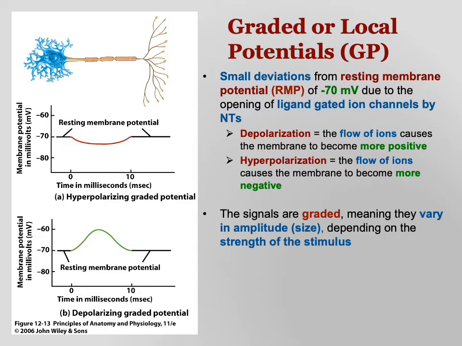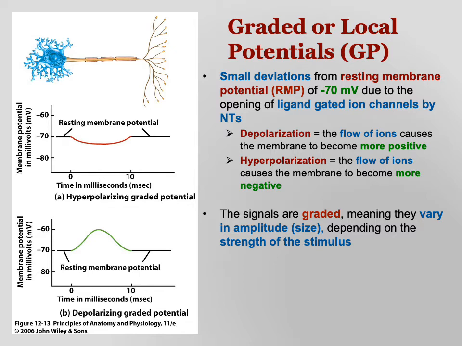We say that these signals are graded because they vary in amplitude or size depending on the strength of the stimulus. So, for example, if somebody just lightly taps you on the face, that would cause some ligand-gated channels to open, but since it's a light tap, only a few channels would open and only a few ions would flow through, so we would get a small graded potential. But what if somebody really slapped you hard? Damn, that hurt. Yeah, that would cause a lot more channels to open, a lot more ions would flow through, and we would get a much bigger graded potential.